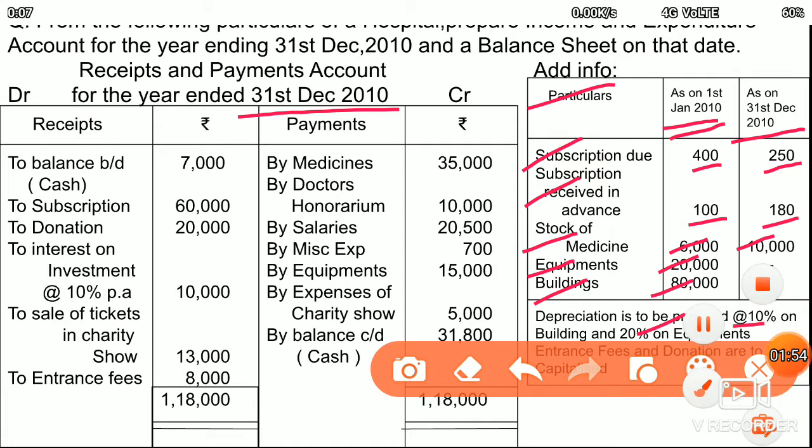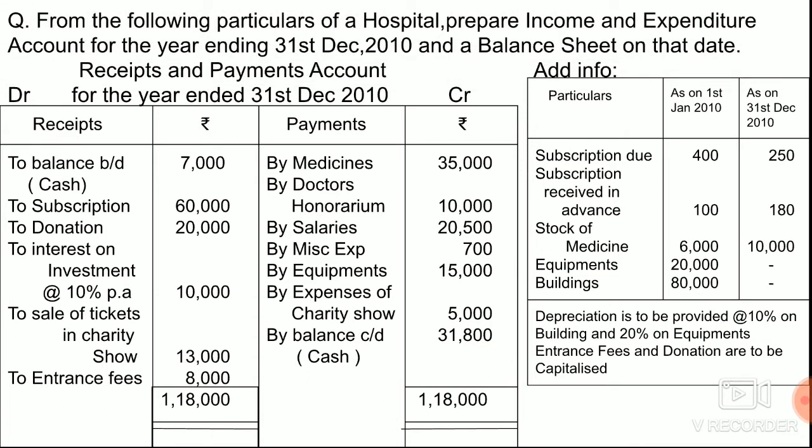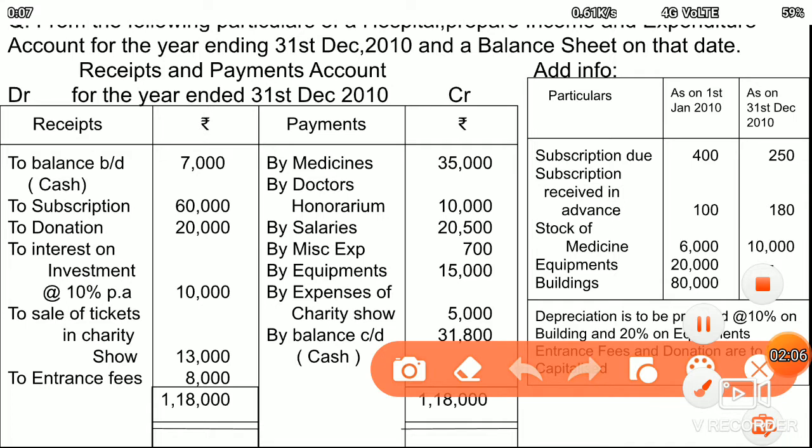And then let me first of all separate the items which are of revenue nature and which will come in the income and expenditure account. I'll show you the income and expenditure account first, then I will show you how to prepare the balance sheet.